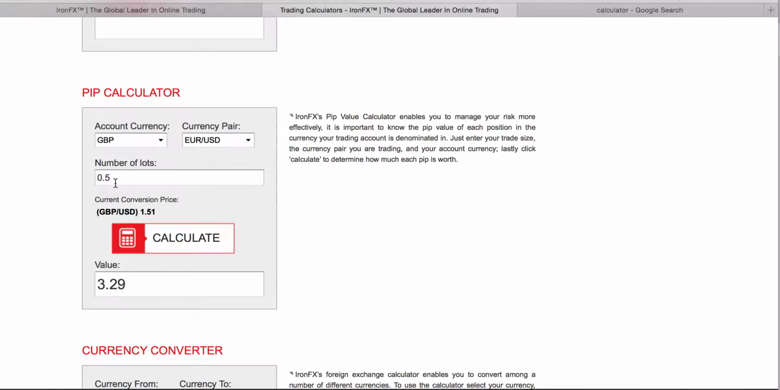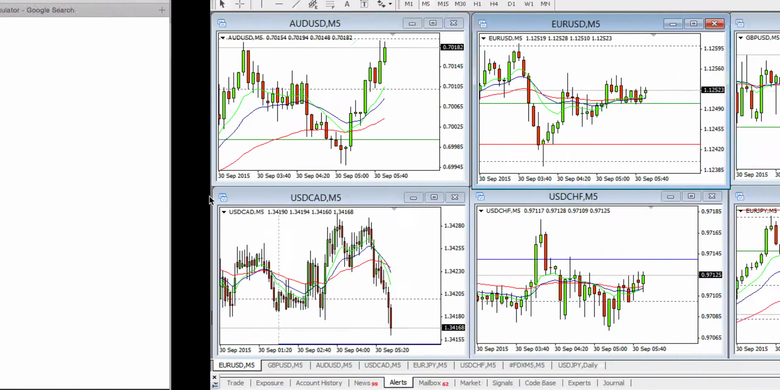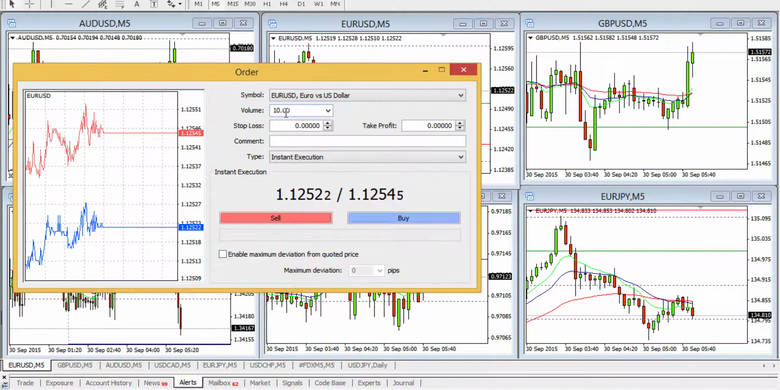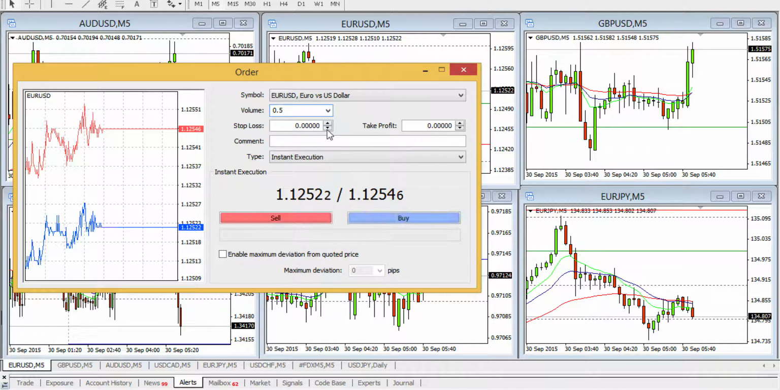We want 3.33, so we can try like that, 36. But let's just leave it at 0.5. So now we know that we need to trade half a lot to make 1 pip worth 3.29, which is close to our 3.33. So where do we put this? We go to our MT4, which was our Euro dollar, new order, and now we put it just over here, volume 0.5.